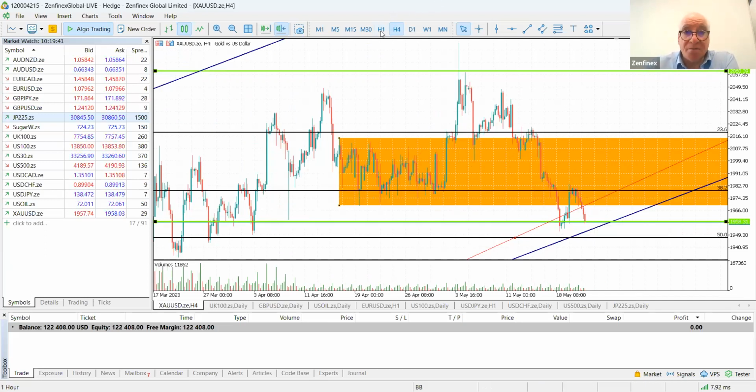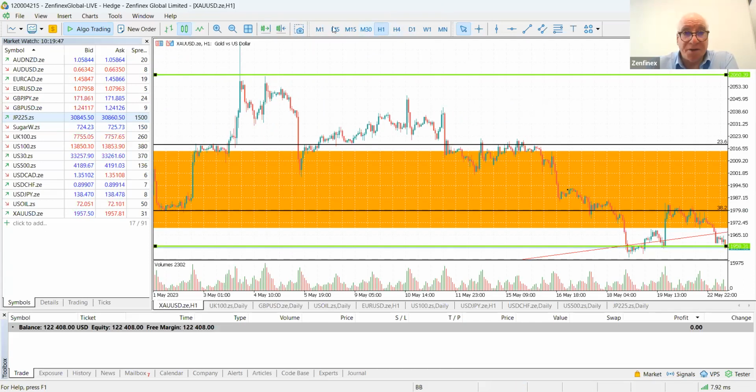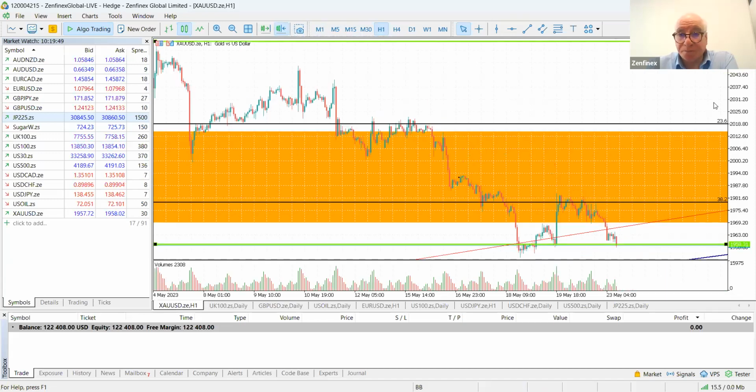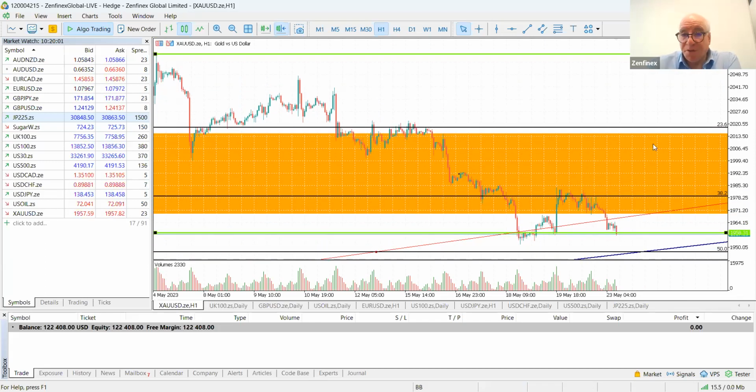If there's any questions, please don't hesitate to ask me, and I'll try to explain if you're not understanding exactly what I'm saying here. So from an hourly perspective, we are looking at the bottom of the channel, the 50% fib level, and the 618. Now, how to play this particular trade.